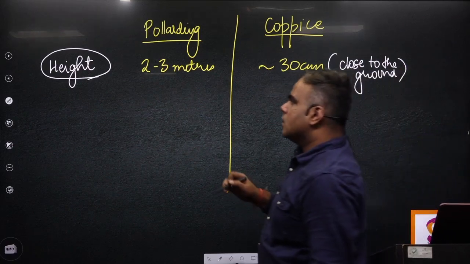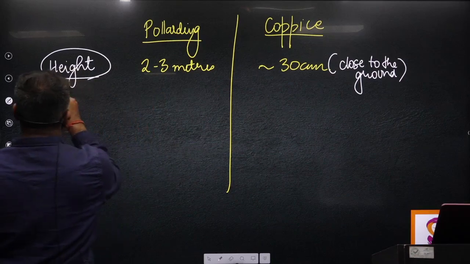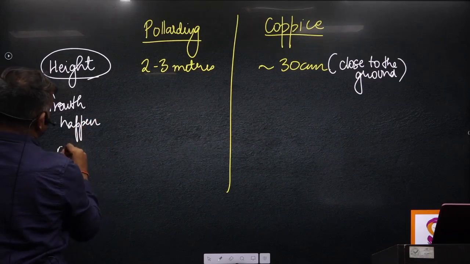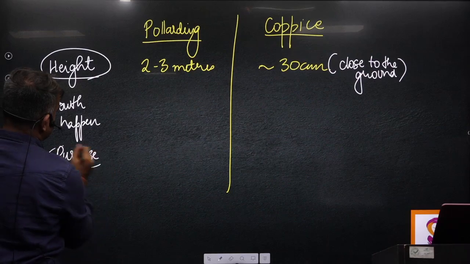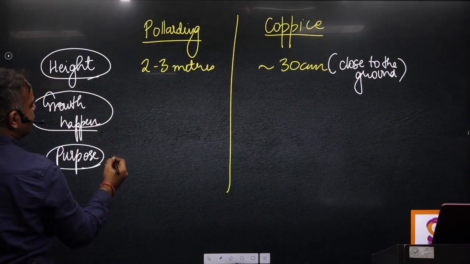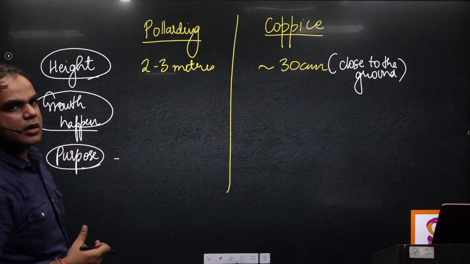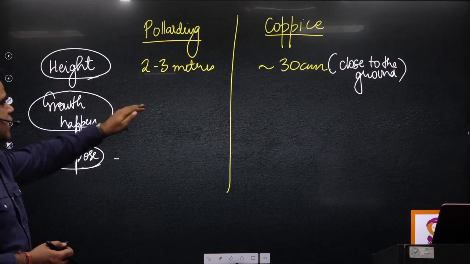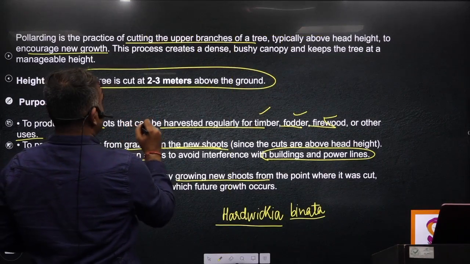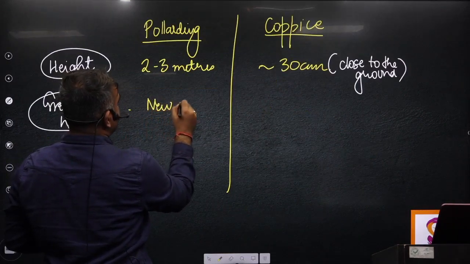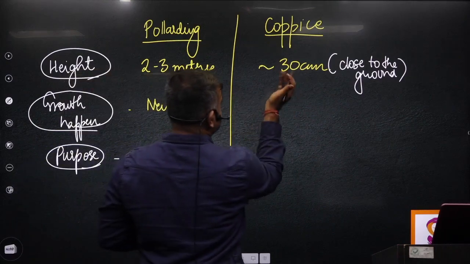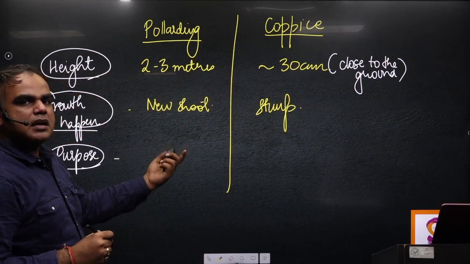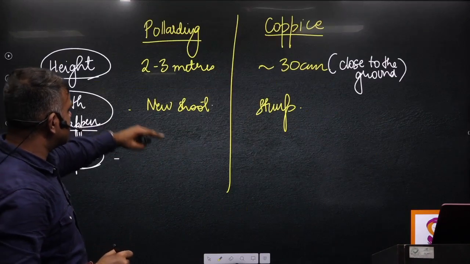Then the growth will happen, so you can talk about from where the growth happens. You can even talk about the purpose. Here the purposes for pollarding we've already seen: to prevent livestock from grazing, to control the tree height, and new shoots will come up right from the branches. And in coppicing, the growth is going to happen from the stump itself.